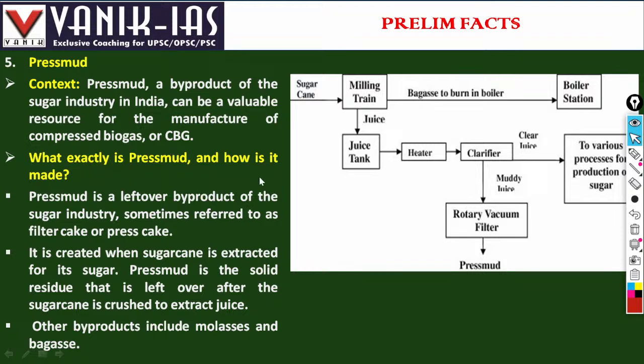What exactly is press mud and how is it made? Press mud is a leftover byproduct of the sugar industry, sometimes referred to as the filter cake or the press cake. It is created when sugarcane is crushed to extract its sugar. Press mud is the solid residue that is left over after the sugarcane is crushed to extract juice. Other byproducts include molasses and bagasse.